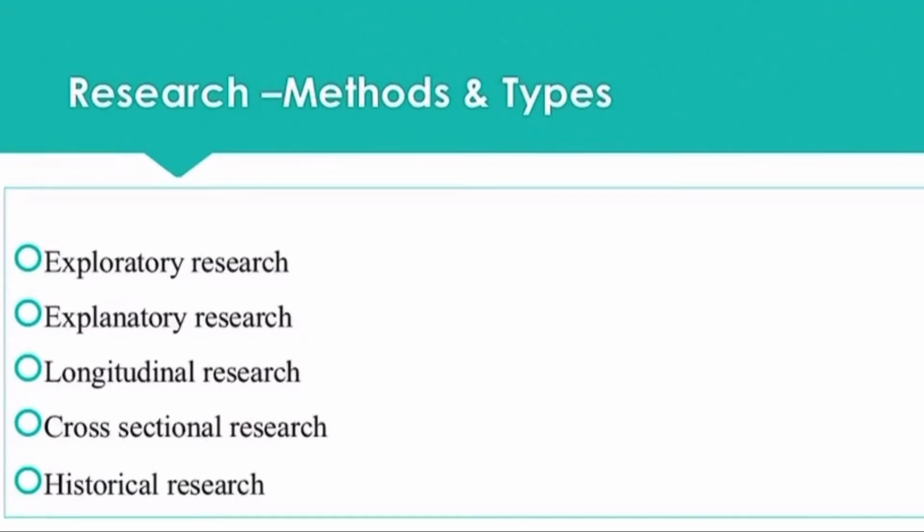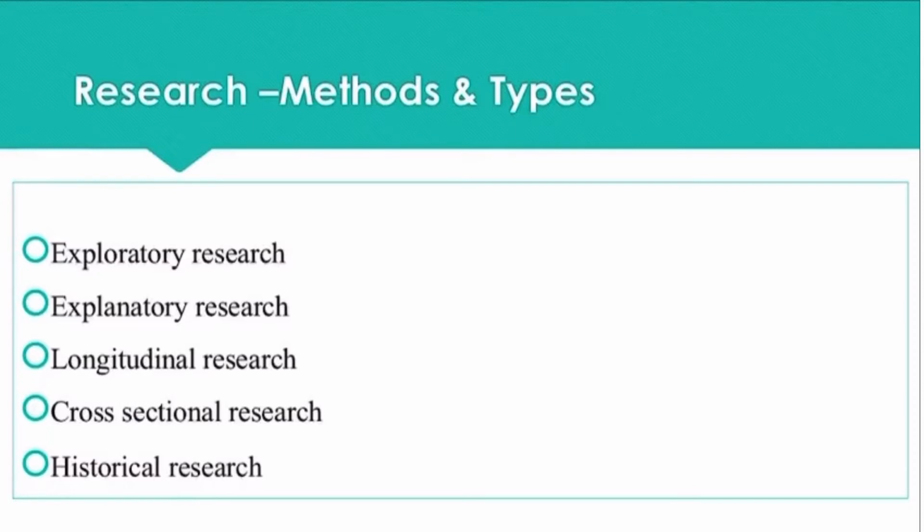Next, exploratory and explanatory research. Exploratory research aims to explore a specific subject or a topic, whereas explanatory research gives explanation for a concept, for an event or phenomenon. It gives the reasons behind it. It gives the after effects or consequences of it. Next, longitudinal research and cross-sectional research. Longitudinal study observes same participants over an extended period of time, whereas cross-sectional studies examine different samples at one point in time, different groups of people at one point in time.